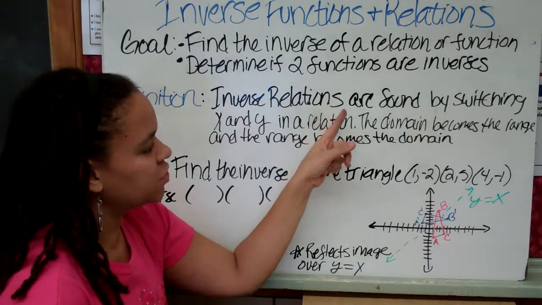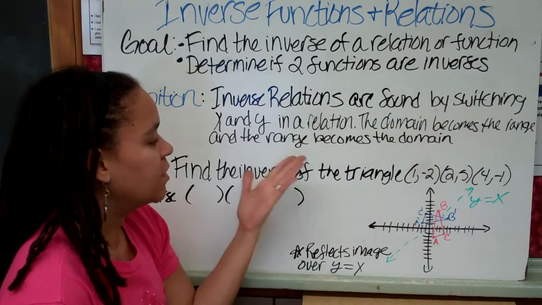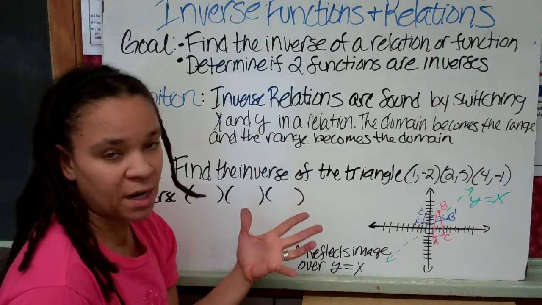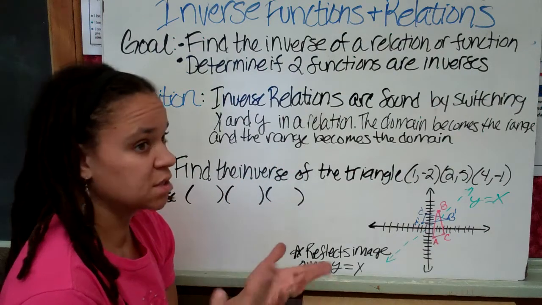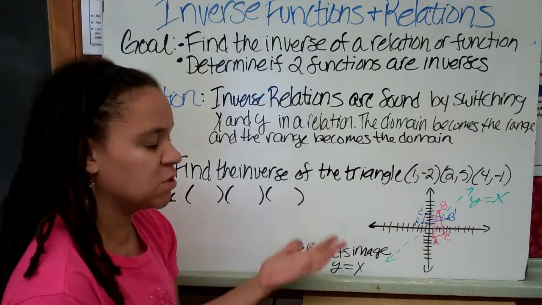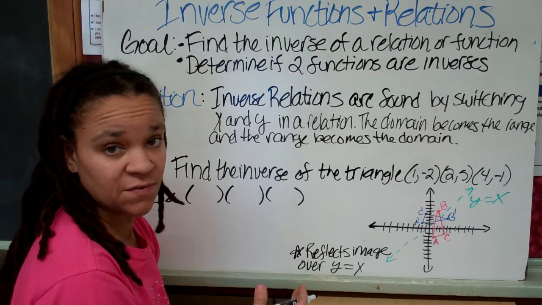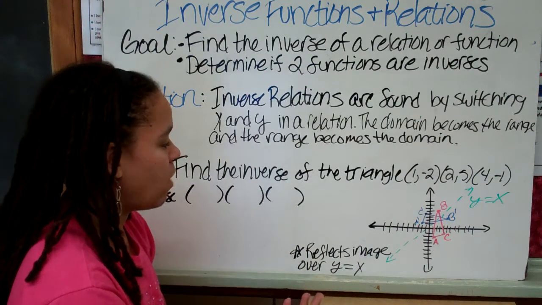Inverse relations are found by switching the x and y in a relation. So if you have a set of ordered pairs, just switch the x and y's. That's the inverse. Pretty simple. The domain becomes the range, and the range becomes the domain. That's what happens when you switch the x and y's. Remember, domain is x values, and the range are the y values.